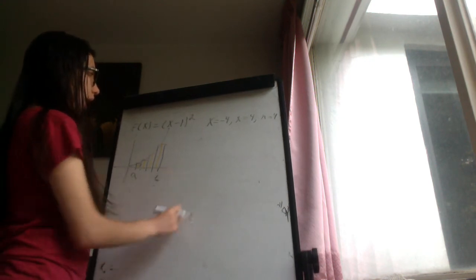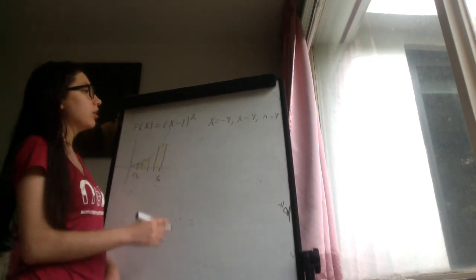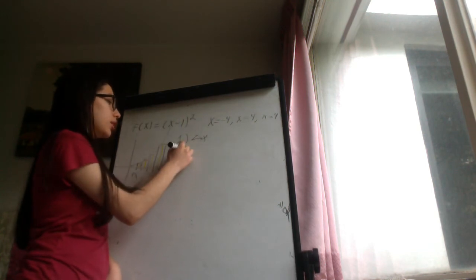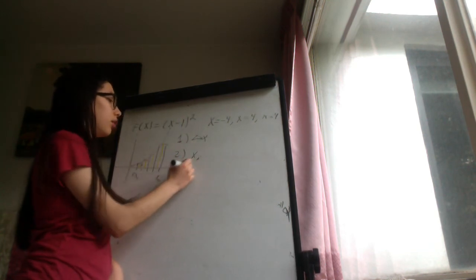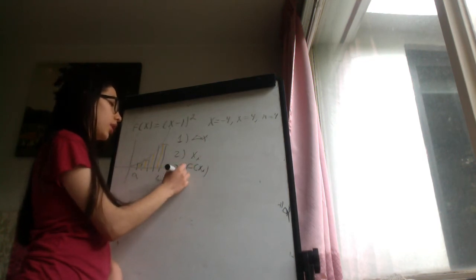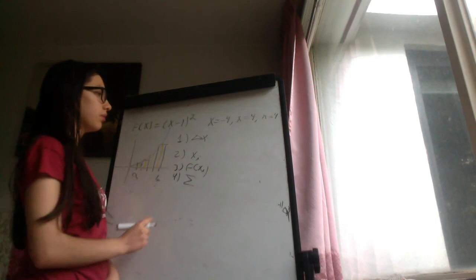Remember that the algorithm for finding the sigma notation is: first step, we find what's delta x. Next step, we find x sub i. Third step, f of x sub i. And fourth step, the summation notation. This is the last one.